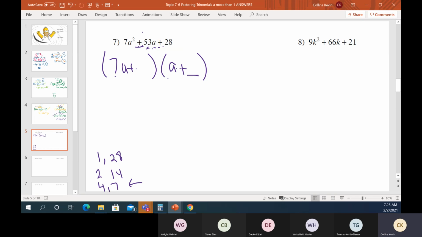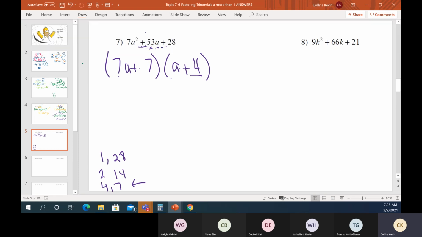So is that the order you want them in? You want the 7 here and the 4 here? Is that what we're thinking? Okay, let's check it out. So like I said, it's easy to check these. So I do the inside terms, so that's going to be 7a. I do the outside terms, and that's going to be 7 times 4, that's 28. So plus 28a. So 28 and 7 is 35a. We need 53a.